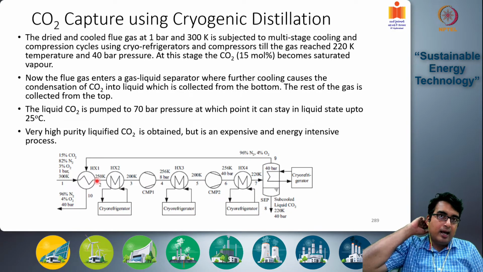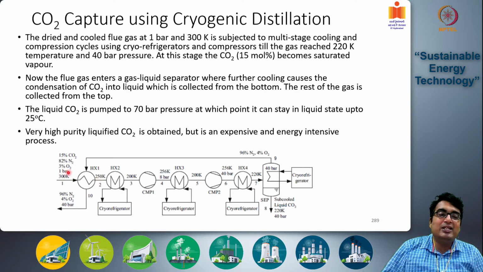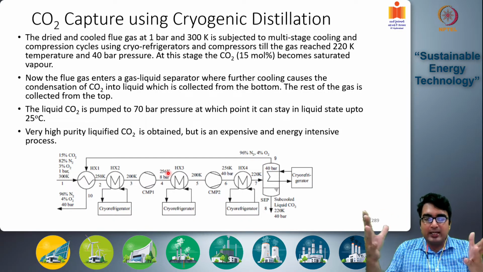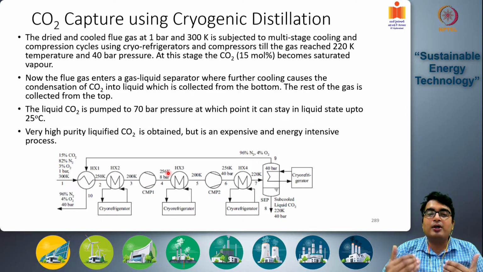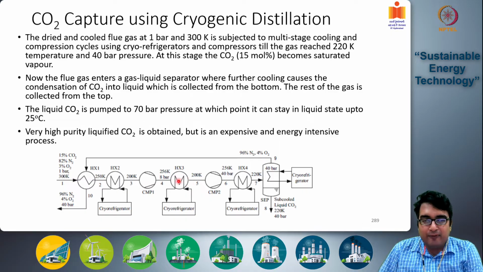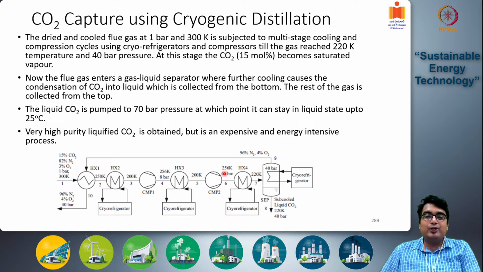So initially the output gaseous flue gas at a low temperature is being used to cool the initial flue gas from 300 Kelvin to 250 Kelvin. Then we are using a cryo refrigerator to cool it further from 250 to 200 Kelvin, then compressing it in the first step to 8 bars. This compression is again going to increase the temperature back to 256 Kelvin, because compression, for those who are aware of thermodynamics, also causes the gas to heat up. So again we are cooling this back using a cryo refrigerator to 200 Kelvin and again compressing it from 8 bars to 40 bars at 256 Kelvin.